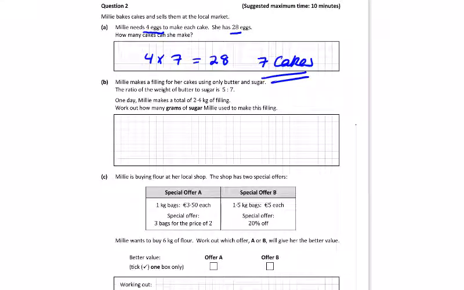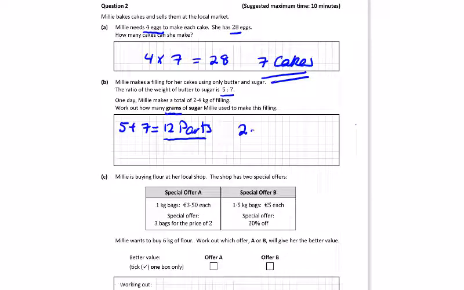Millie makes a filling for her cakes using only butter and sugar. The ratio of weight, butter to sugar, is 5 to 7. So always with ratio, we see how many parts are there by adding the ratio together. 5 plus 7 is 12 parts to this ratio. So each 5 of them is butter and 7 of them is sugar. She has 2.4 kilos. So let's divide that by 12. And we're looking in grams here.